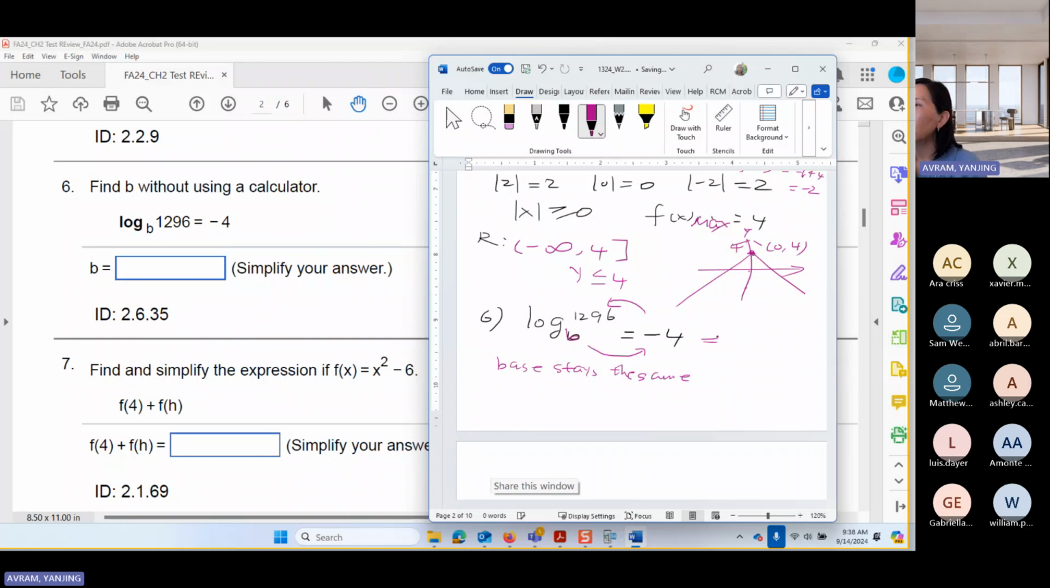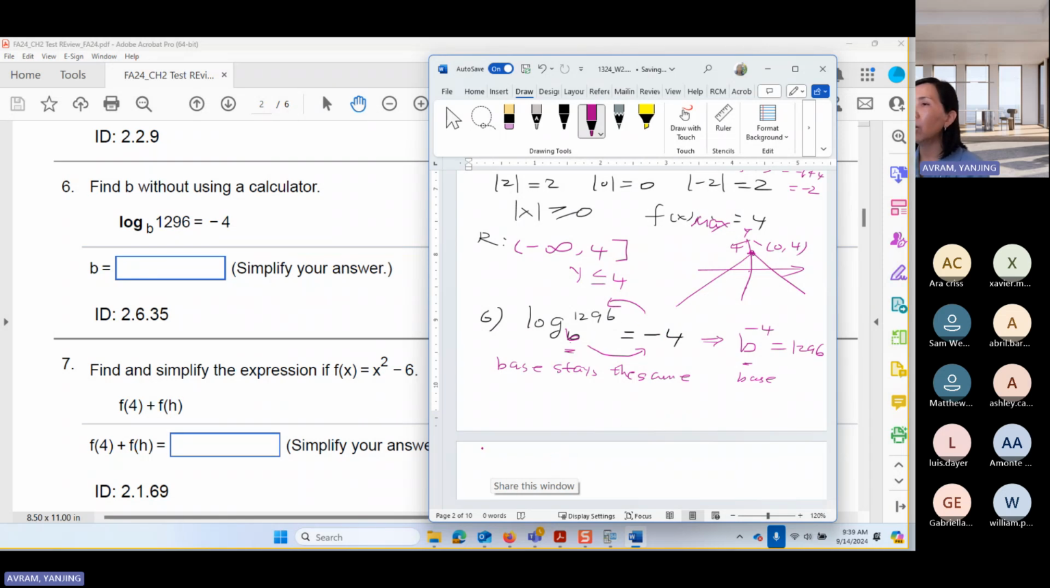When I convert it into exponential form, this b is still the base of the exponential. So this is the base, and this is also the base for the exponential. Then b is raised to the power of -4, and that is equal to 1296.